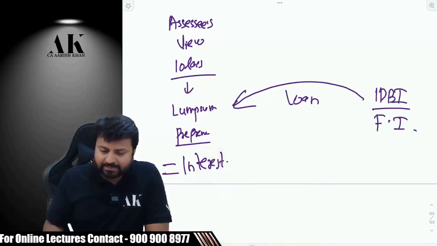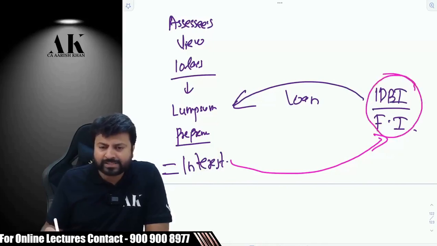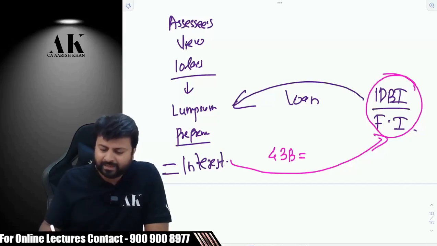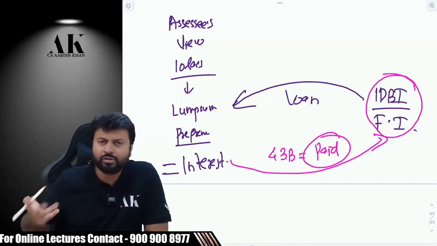And if this lump sum prepayment premium can be called interest only, and if it is in respect of a loan taken from a financial institution, then this will be allowed as deduction subject to 43B. And in 43B, how is the deduction of interest allowed? Please tell me. It is allowed on payment basis. And have I paid or not? So you should allow me in one shot.